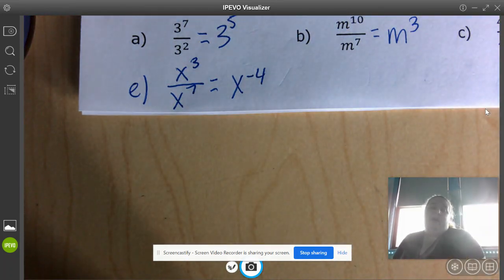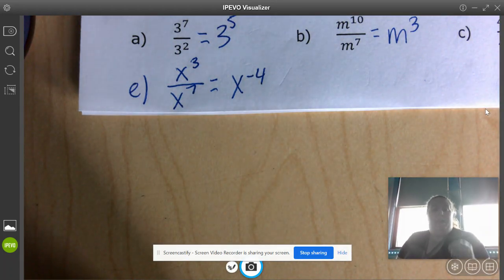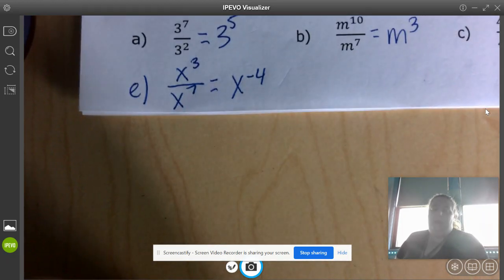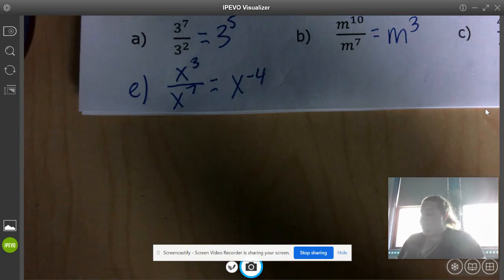You can have negative exponents. We are going to learn how to make them positive later in the unit. For right now, you can leave it negative if you end up with a negative answer. Okay?